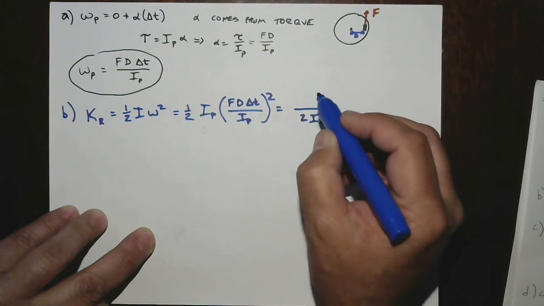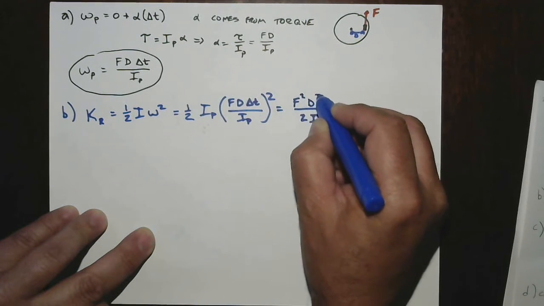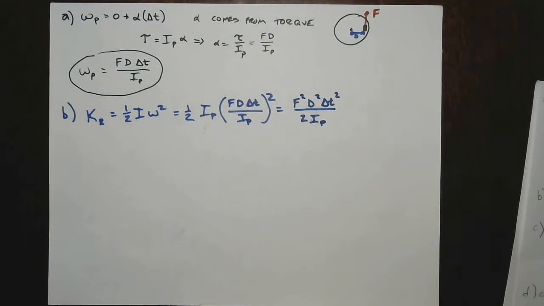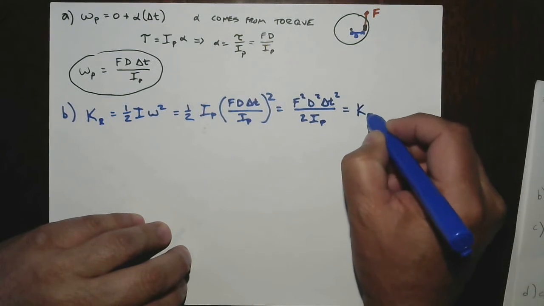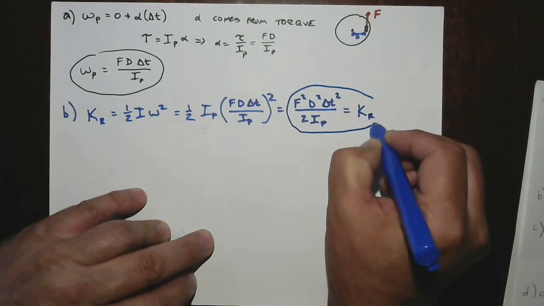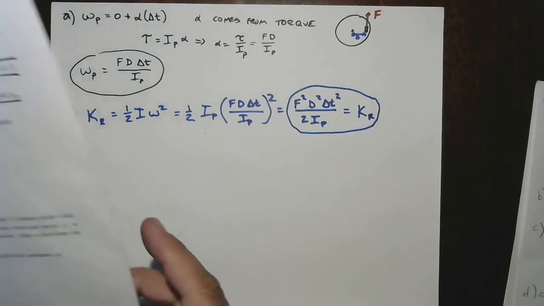On the top of the fraction is going to be an F squared d squared delta t squared. Now, if you want to put all this in parentheses and square the whole darn thing, I approve of this message. But this is an expression for the kinetic energy of rotation when we reach our final velocity. Again, fairly straightforward. I'm kind of excited that this is a rotation question, but they haven't really challenged me yet.